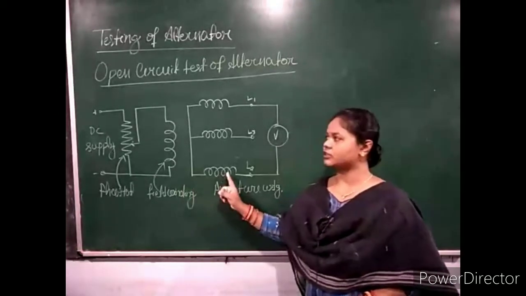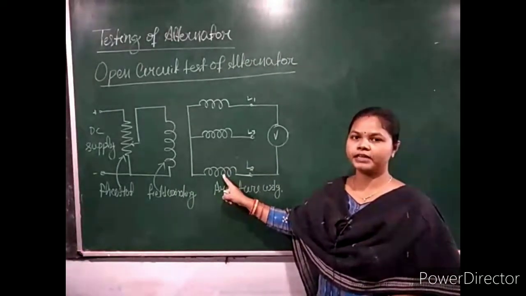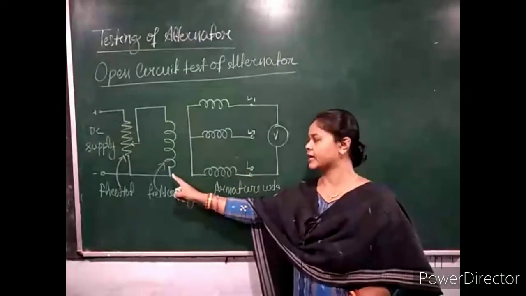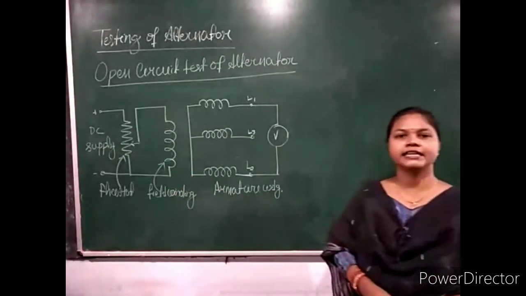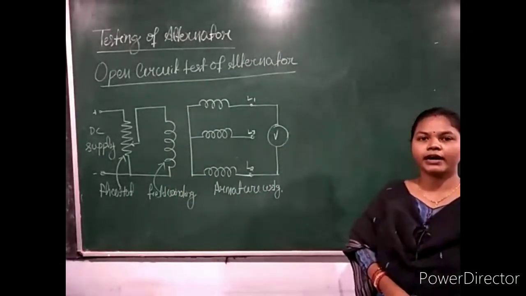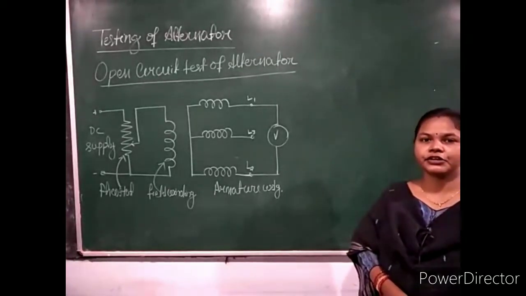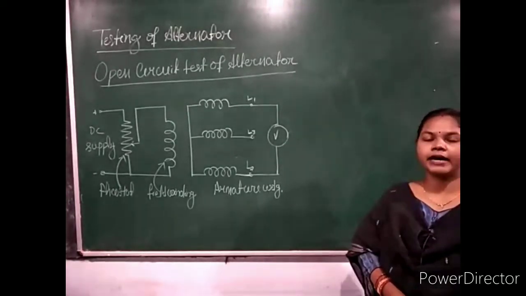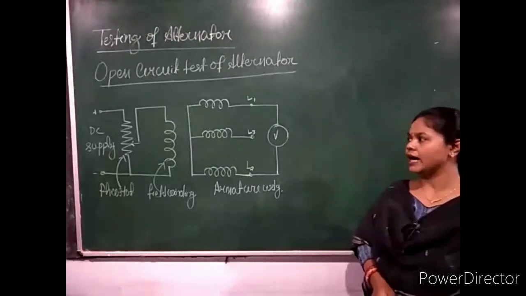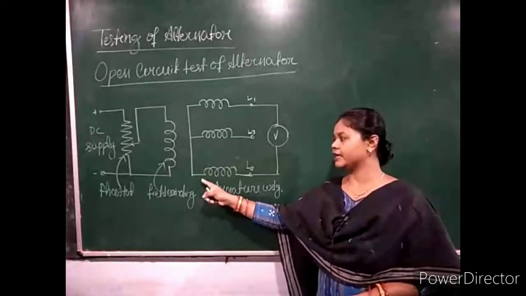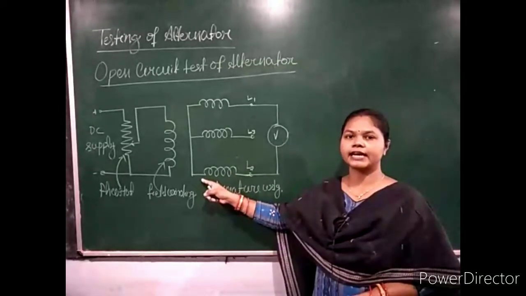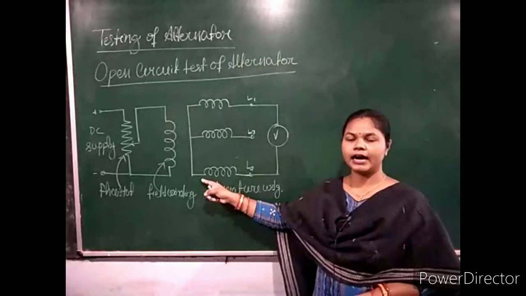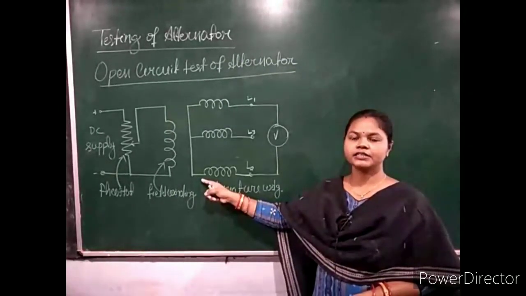Here I have drawn the circuit diagram for performing the open circuit test. In this diagram, you can see that the field winding is in series with the variable rheostat. What is the purpose of adding the rheostat to the field circuit? To vary the field current, and the field is excited by a DC supply. The armature winding, that is the stationary part of an alternator, is kept open. It means no load is connected across the armature winding, and the alternator is run at synchronous speed.